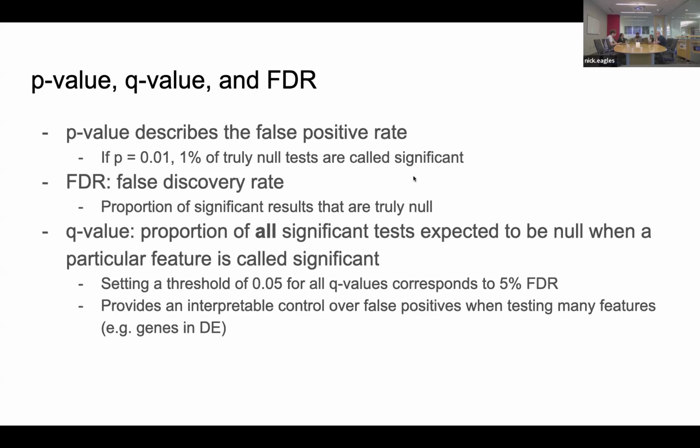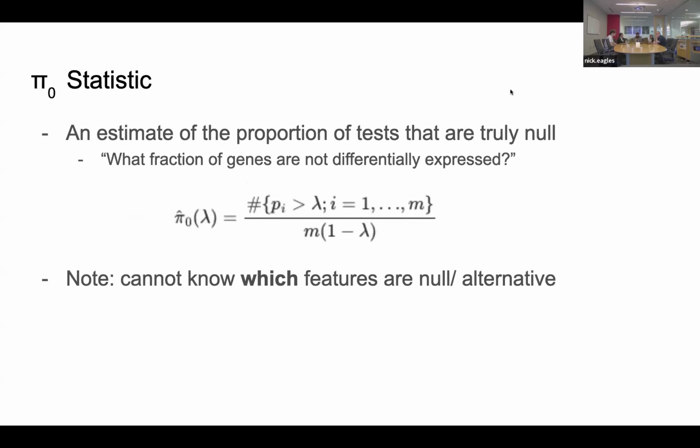Now there's another statistic in this paper called the pi zero statistic that they also present in the Q value paper. So this is really the estimate. It gives you an estimate of the proportion of tests that are truly null. So if you're testing genes, like I've been talking about, it gives you an estimate of how many genes you actually expect to be differentially expressed or not differentially expressed. So they give this definition, a mathematical formula for it.